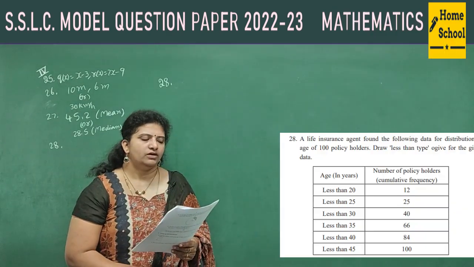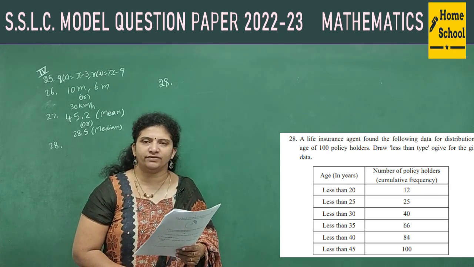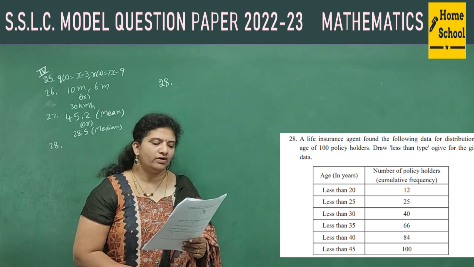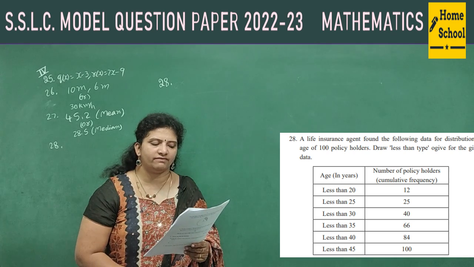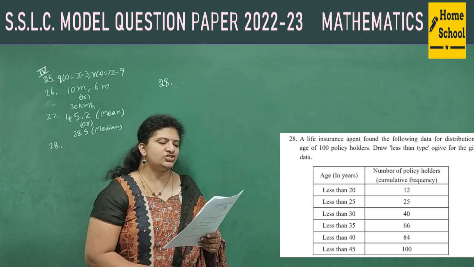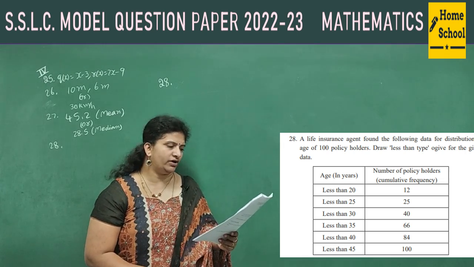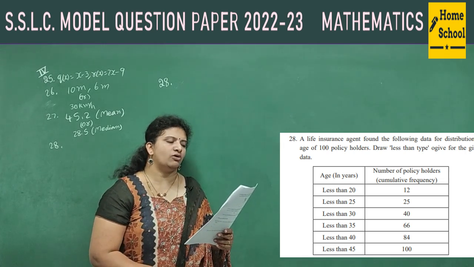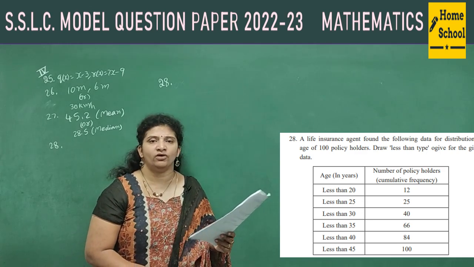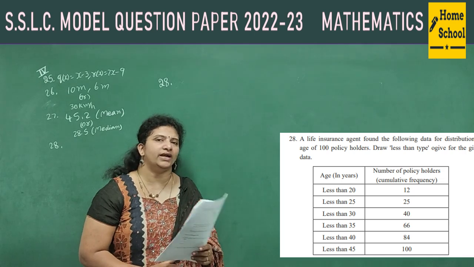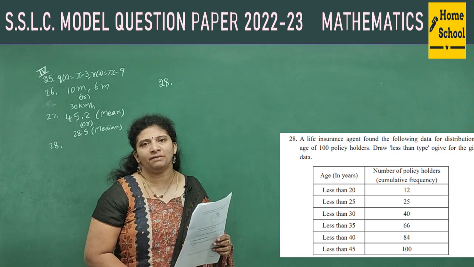Okay. 28th problem. A life insurance agent found the following data for distribution of age of 100 policy holders. Draw less than type ogive for the given data. Age in years, less than 20, 25, 30, 35, 40, 45 given. Number of policy holders, cumulative frequency 12, 25, 40, 66, 84, 100. See there in the table ready data given. So what we are going to do? We are going to do less than type ogive.